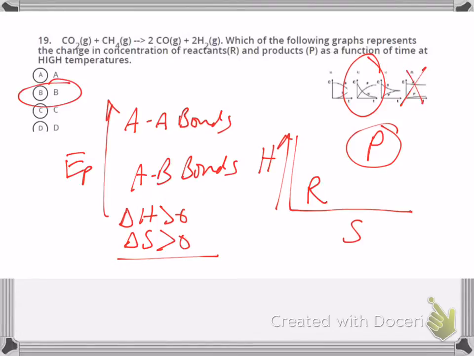B. D is wrong because that's showing a reactant favored chemical reaction in which there's just a little bit of product made and most of the reactants remain unreacted.